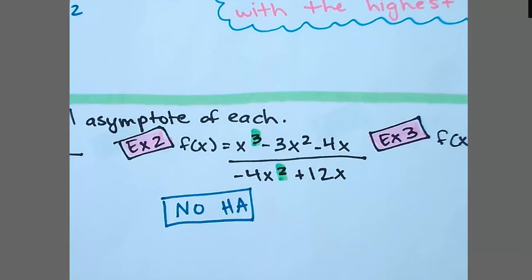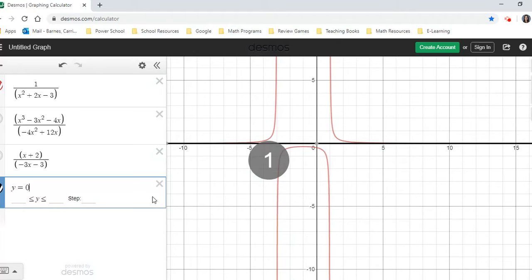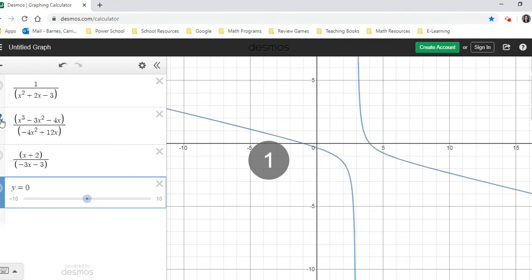Okay, so if we look here on example number 2, this is the second one, and you can see that the two ends, if you connected them, would be a slanted line. That is not a horizontal asymptote, that is a slant asymptote. So that's why they call it a slant asymptote, and you can see that there's no horizontal line there.